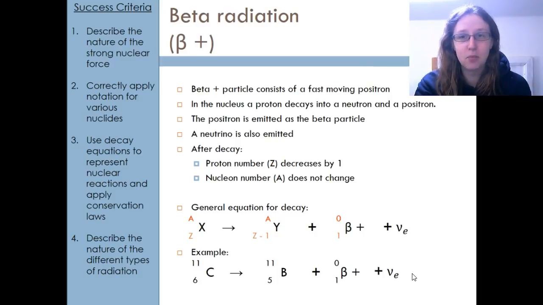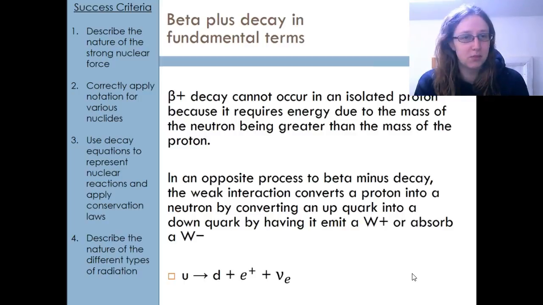So again, we need to talk about this in terms of fundamental particles. And beta plus decay is a little weird. It's never going to happen just in a proton all on its own, because it's harder to make a neutron than it is to make a proton. It's basically just exactly the opposite of beta minus decay. So as far as we need to worry really, it's an up quark goes to a down quark plus the positron plus the neutrino. And it is as simple as that. But you do need to know that.